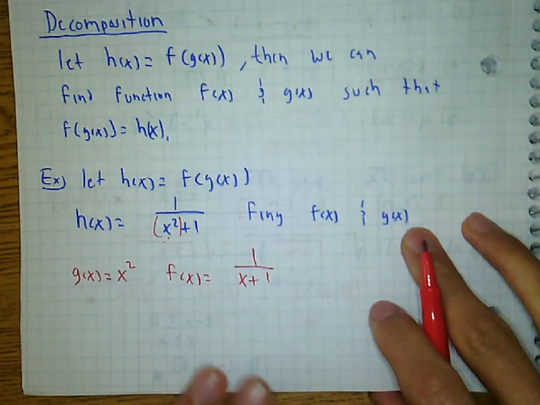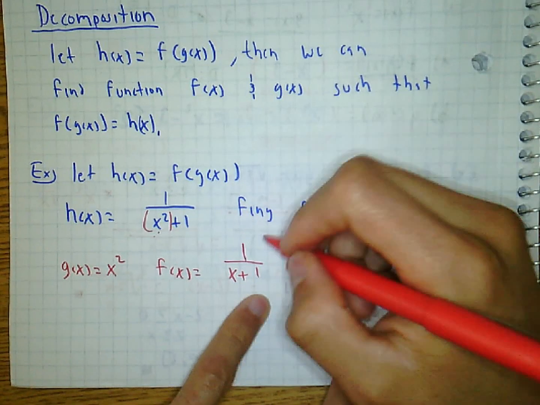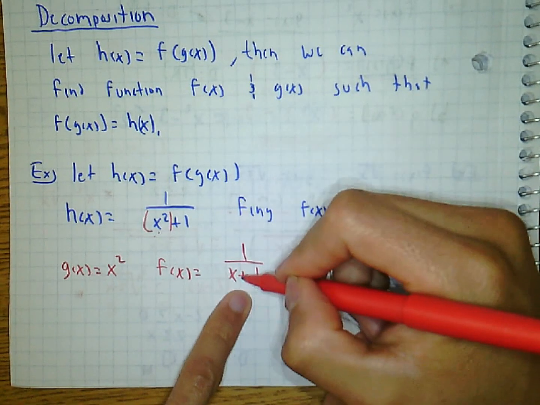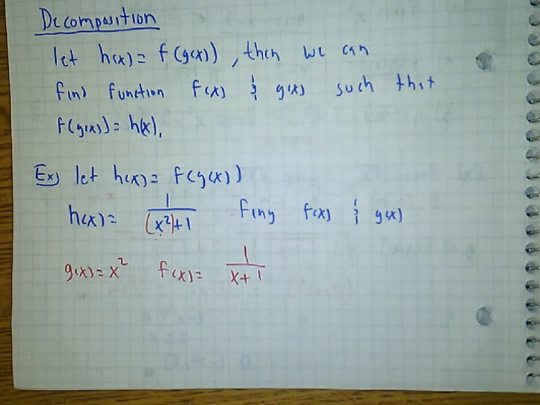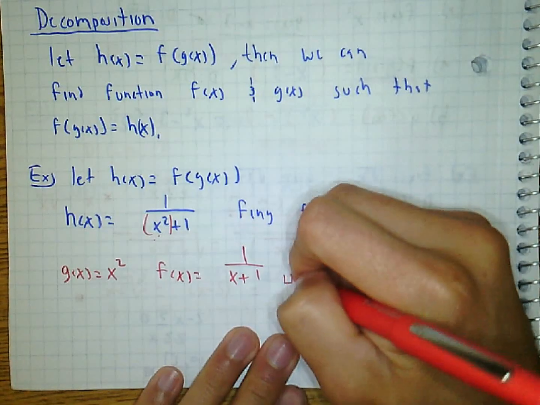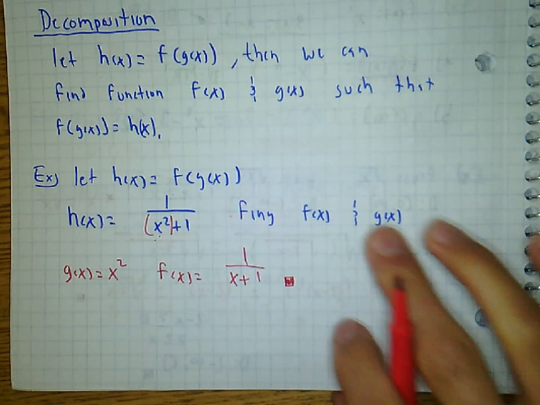Now notice, if I do the combination of the two, where I do f of g of x, I would put parentheses here, and inside those parentheses I would put the g of x, and that would give me back that answer. Cool? So that could be an answer. That is a decomposition of that. That is successful, and that would be correct.